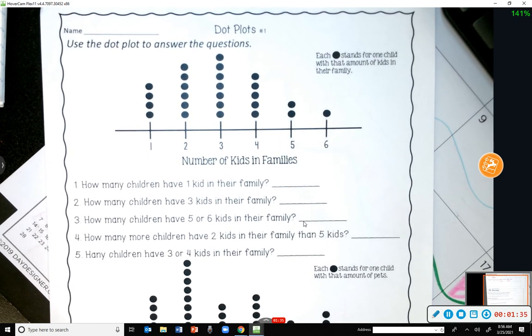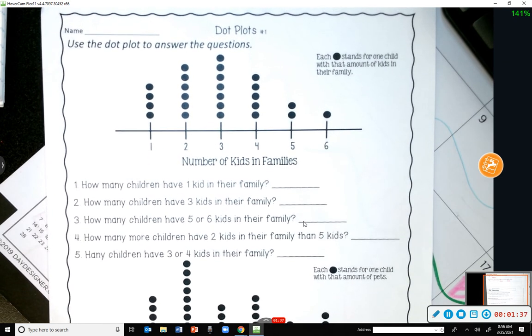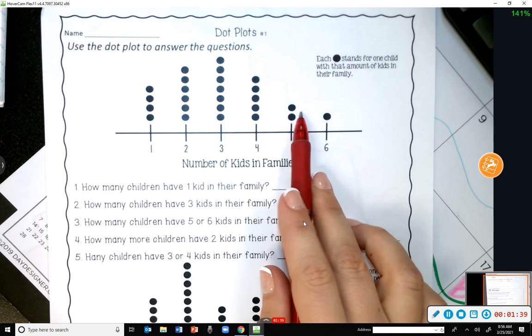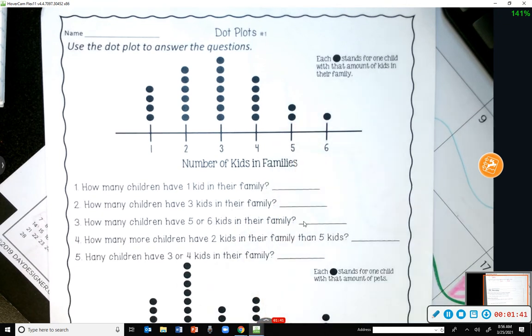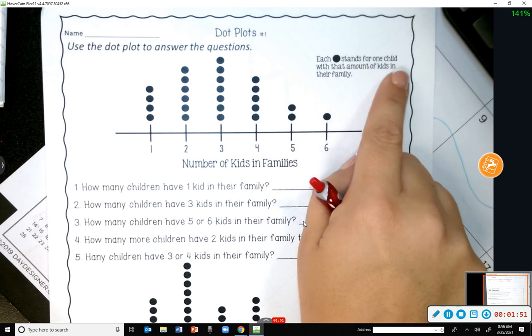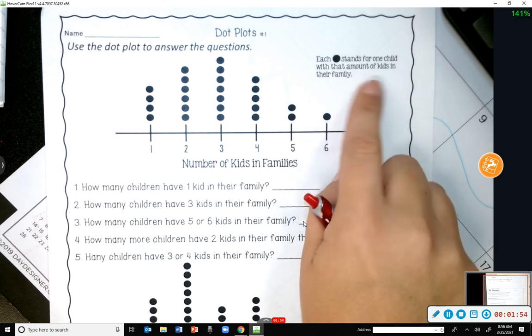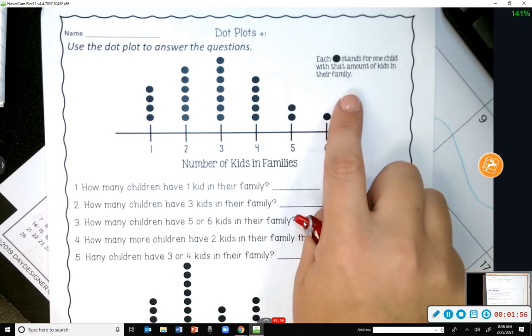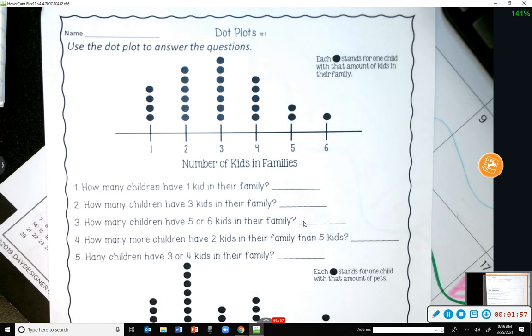So we learned yesterday that most of the time the dots are going to represent what? Children, people, or students. Pets. Okay, in this case, each dot stands for one child with that amount of kids in their family. Okay? So let's look at what this dot plot is talking about.